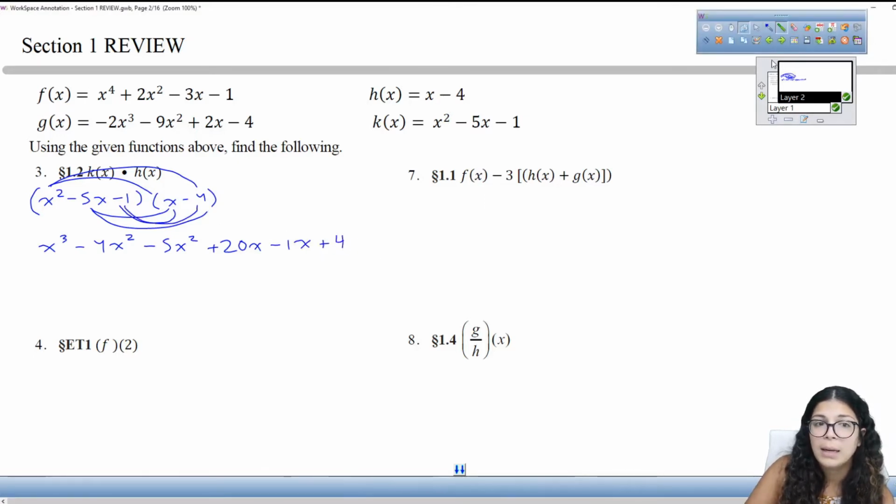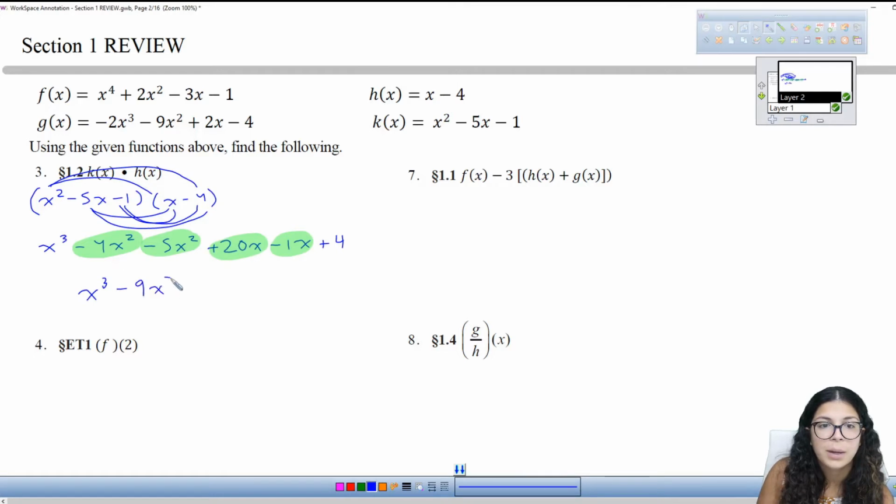Now we just go ahead and combine like terms. So we can combine x squared with x squared. We can combine x with x. So we get x cubed. Negative 4 minus 5 is negative 9, x squared. 20 minus 1 is 19x. And 4, of course, is just 4.